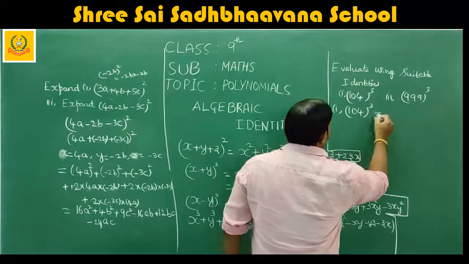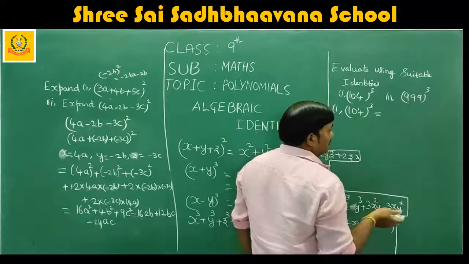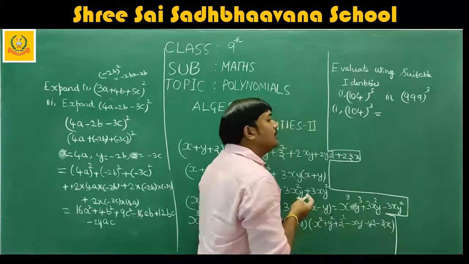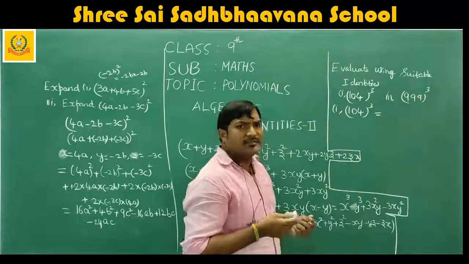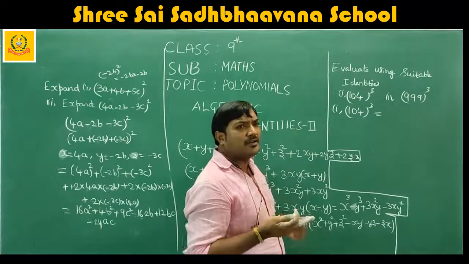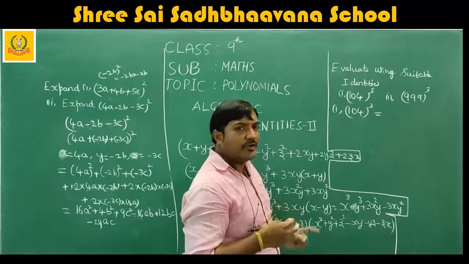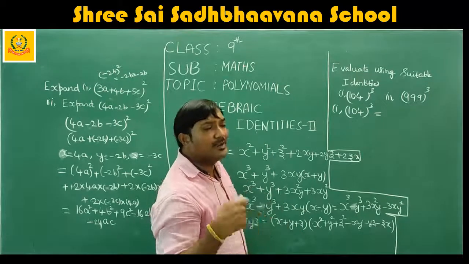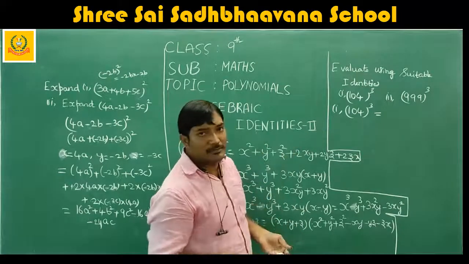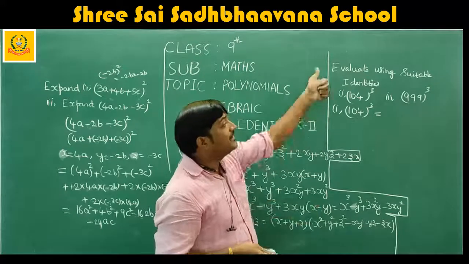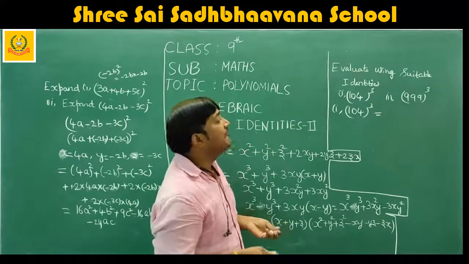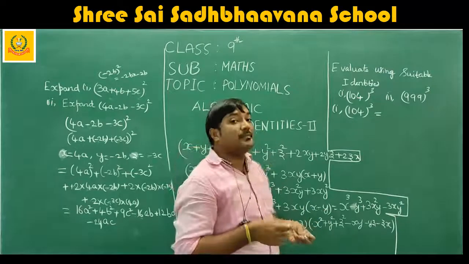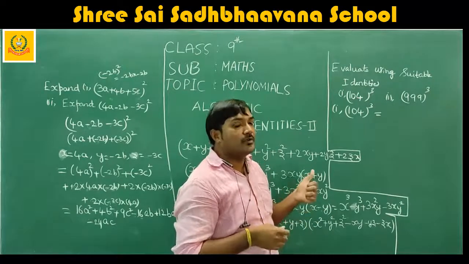See, it's very simple. As I said before, 104 whole cube, you can cube it. The actual multiplication is basically 104 into 104 you can do. Again, whatever the product you get, you multiply again with 104, and you will get the answer. That is one way. But they clearly told that we should evaluate using the suitable identity, not by multiplying directly. So clearly you have to understand.